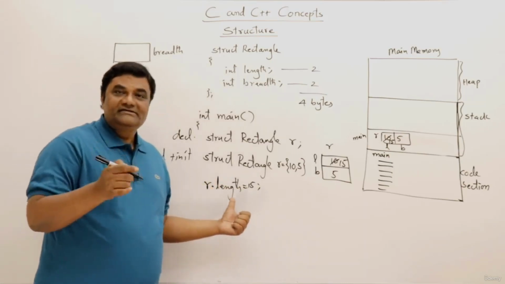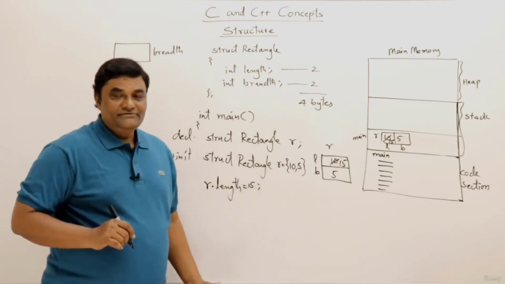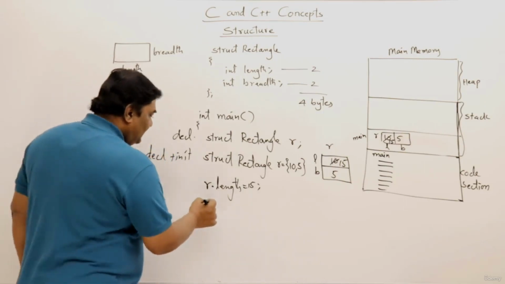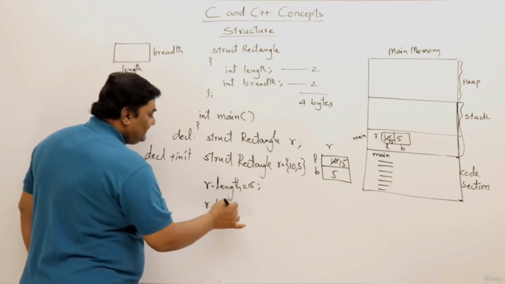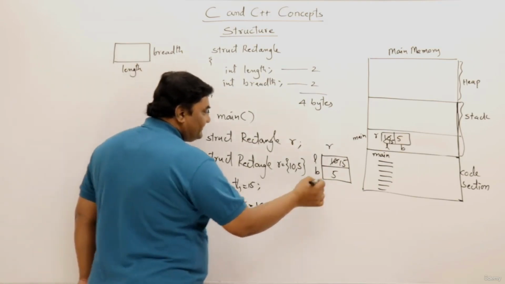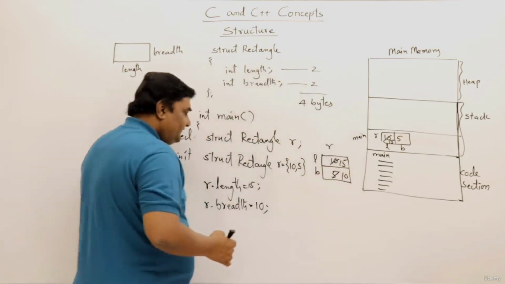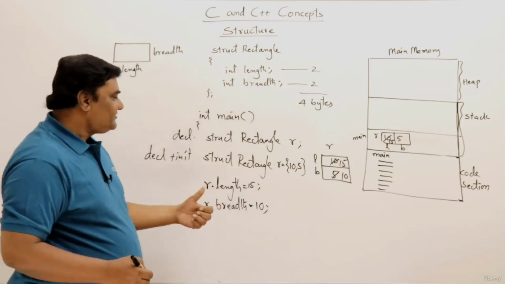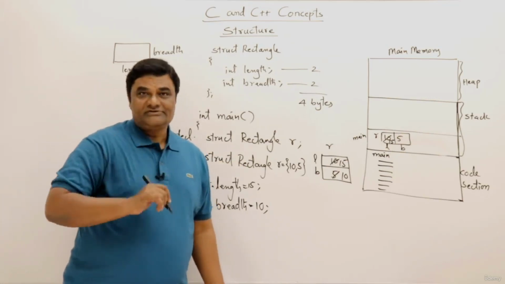So what is the operator used for accessing a member? Dot operator is used for accessing a member. Then r dot breadth, I can modify it. R dot breadth, assign 10. So this is modified to 10. So if you want to read or write the members of a structure, dot operator is used.